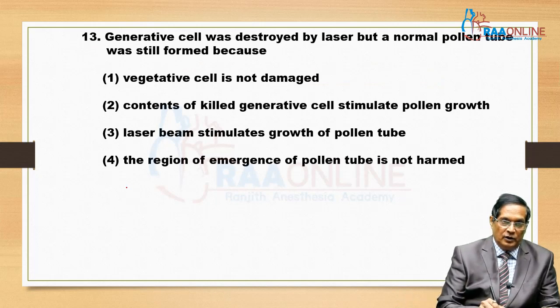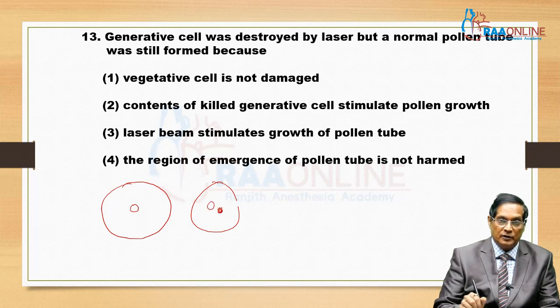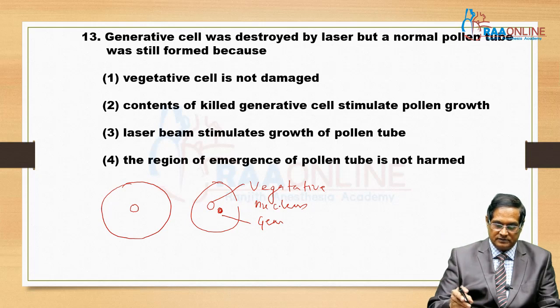Now, when pollen grain forms male gametophyte, this is pollen grain, initially single microspore with nucleus is there. This microspore nucleus divides unequally to form two nuclei. This is vegetative nucleus, and the smaller one is generative nucleus. Larger is vegetative nucleus, a smaller one is generative nucleus.